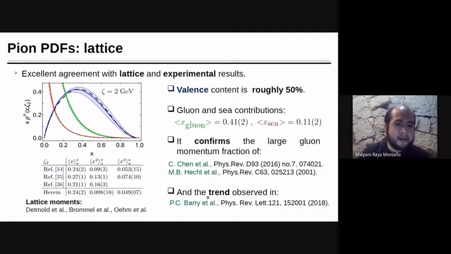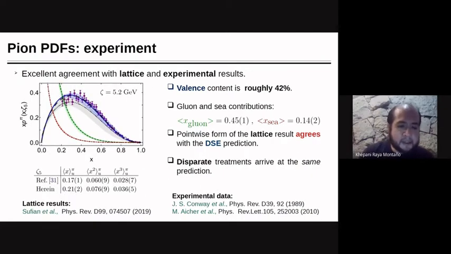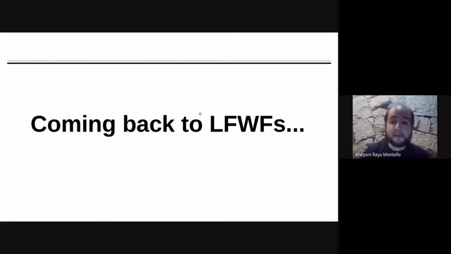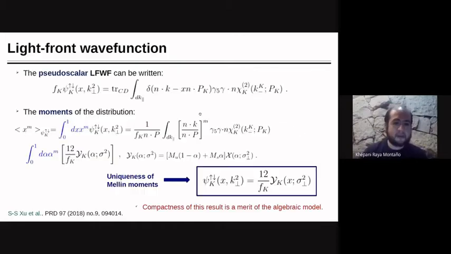And now, if we compare with the experimental data, which in this case corresponds to the reanalyzed data, we find very nice agreement with the valence distribution. We also show the gluon and the C. And this gray band corresponds to lattice cross-section results. So we believe that the Dyson-Schwinger equation results are robust, so we will use those as benchmark for the light front wave function.